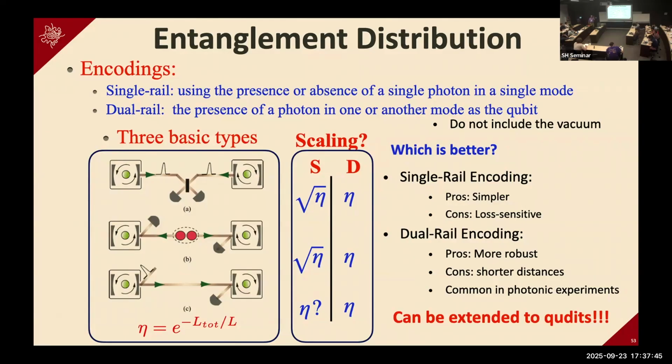It's seeing less effective loss. But in this case, it's not clear. It could be the square root of eta. It depends on the scheme. The reason I'm saying it's not clear is that in this case, the photon travels half the distance, okay? Either a photon is traveling from here in the middle and no photon from here.